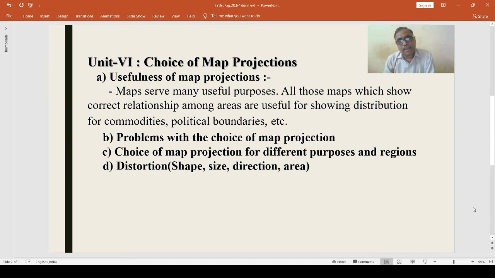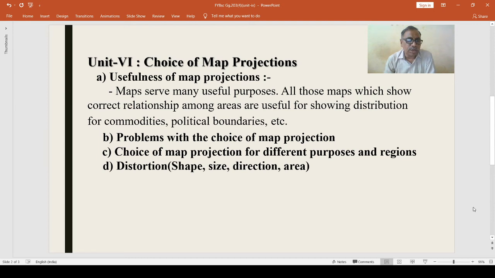Distribution of rice, rubber, tea, sugarcane, cotton, etc., tropical products, are represented by the cylindrical equal area projections. In this way, the purpose for the tropical regions, then the suitable projections are like these. Then the temperate regions, distribution of wheat, corn, represented by Mollweide or sinusoidal projection.